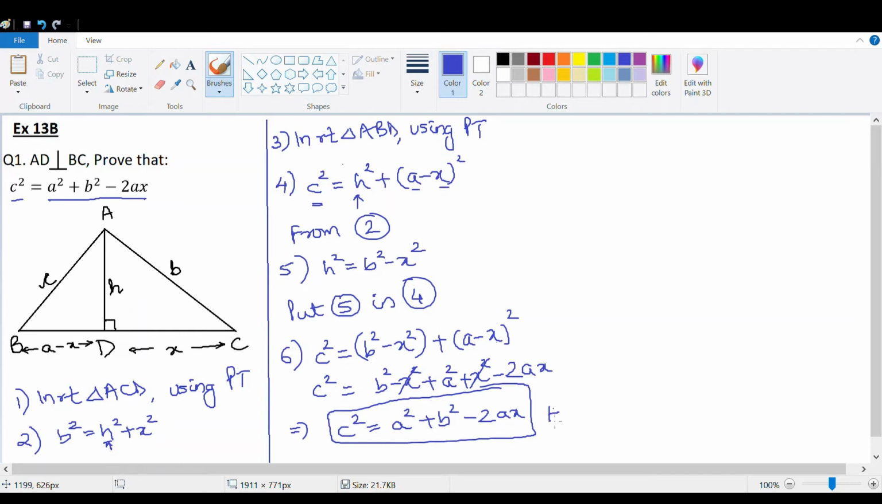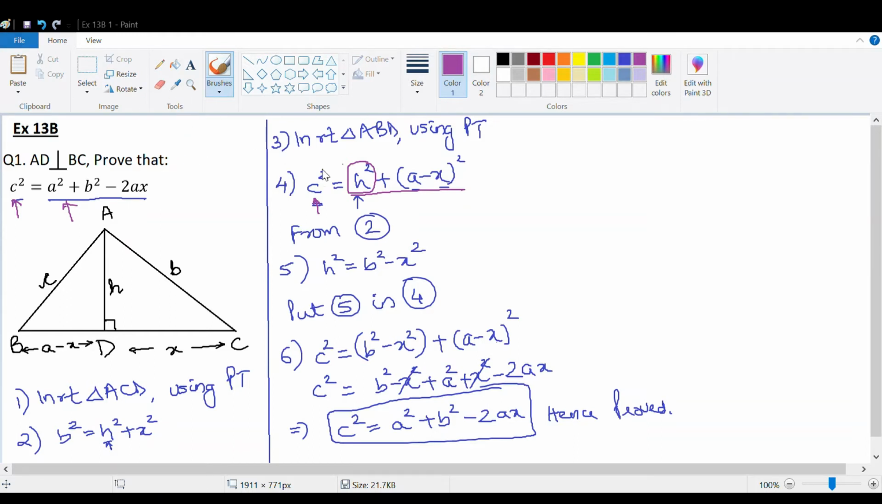So hence proved. My suggestion for such questions from this exercise is that you look at where you need to go. So I looked at my left hand side. I realized that I've already got my left hand side. On the right hand side, they do not want h square in the question. So I replaced h square. So you need to figure out where you need to reach and accordingly substitute values. Let's look at another question.